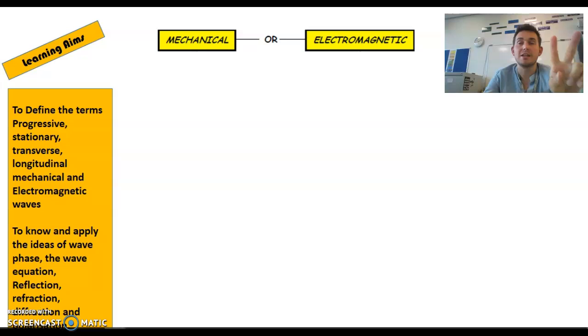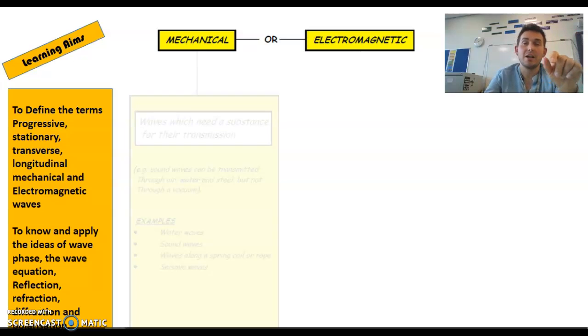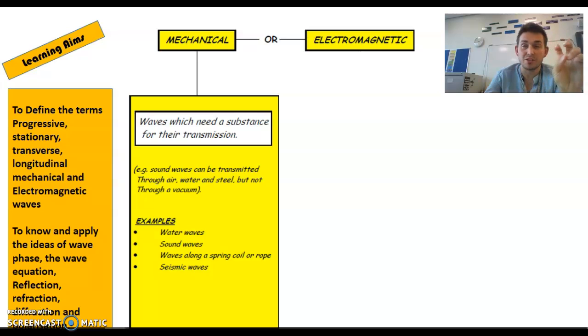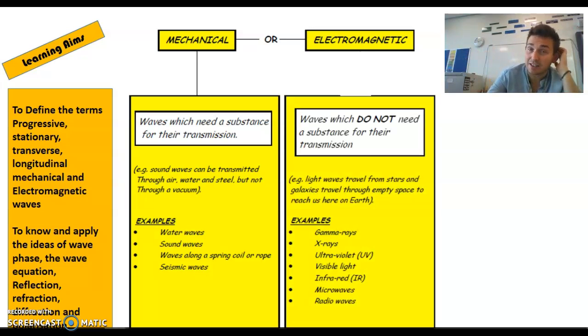Okay, you can also define them as either mechanical or electromagnetic. Mechanical waves need a substance, a physical medium we call it, in order to transmit. So that is water waves, sound waves, waves along a spiral coil or a rope, seismic waves, P waves, anything that needs such stuff to travel through. Electromagnetic doesn't need a physical substance. It travels through fields, the electric and magnetic fields. So it is about perturbations and vibrations in those fields. For example, gamma rays, X-rays, ultraviolet, etc., the ones on the list.